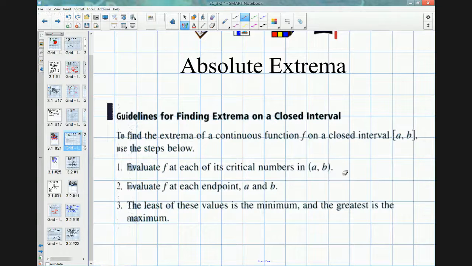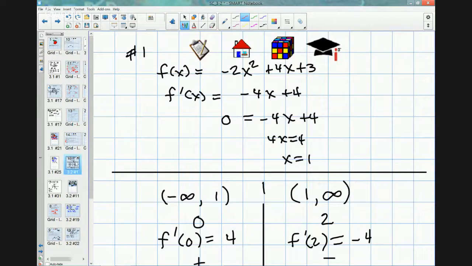So in other words, find the value at each of its critical numbers, and this we did yesterday. This is new: also evaluate the function at the endpoints, at the beginning A and at the end B. Whichever one is the least, that's the minimum. Whichever one is the greatest, that's the maximum. So almost exactly like last time, except we also want to look at the values at the ends. So let's get in and do an example, and then we can see what we're talking about here. This is number 1 on the assignment.